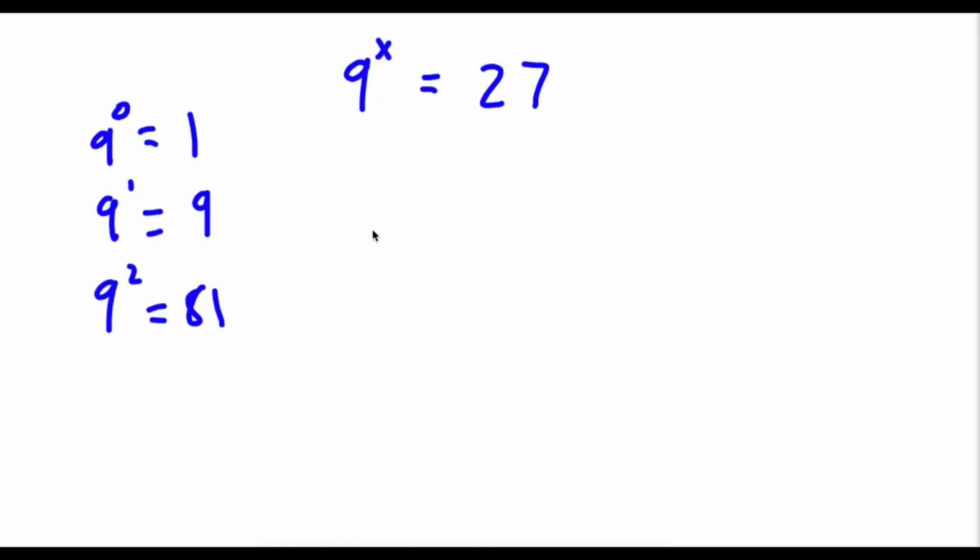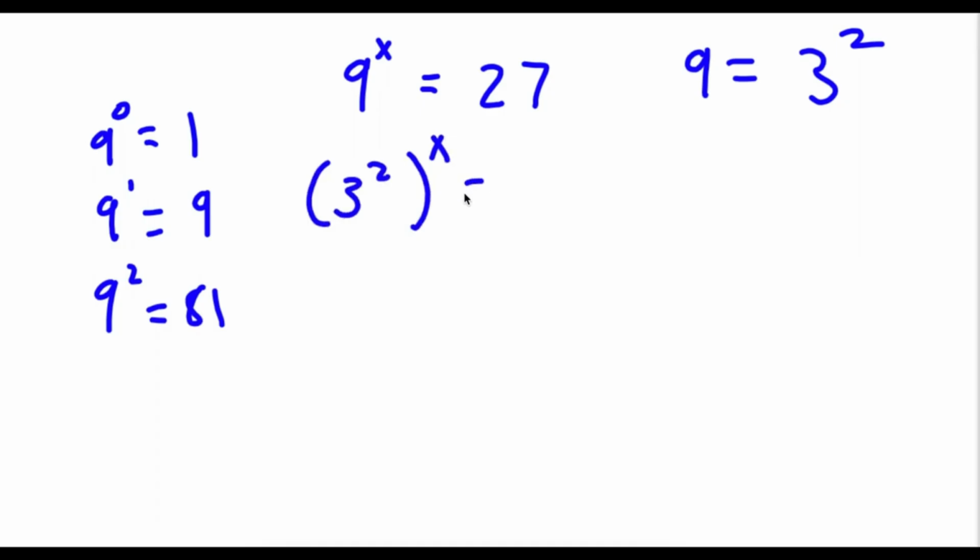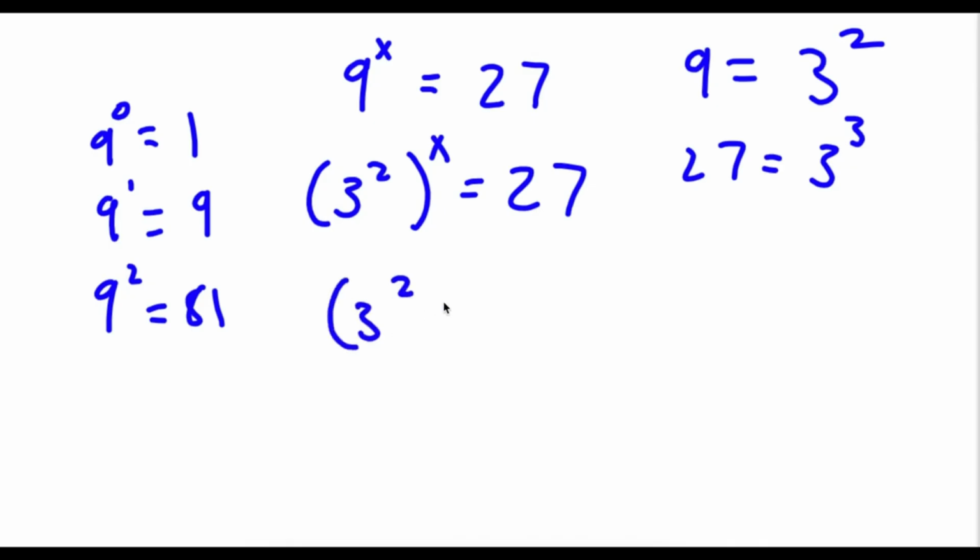All right, so to solve this, it's actually really simple. 9, this is the same thing as 3 to the power of 2. So now if I replace 9 with 3 to the power of 2, I get 3 to the power of 2 to the power of x is equal to 27. Now, 27, this is equal to 3 to the power of 3. So 27, I'm going to replace with 3 to the power of 3. So now I have 3 to the power of 2 to the power of x is equal to 3 to the power of 3.